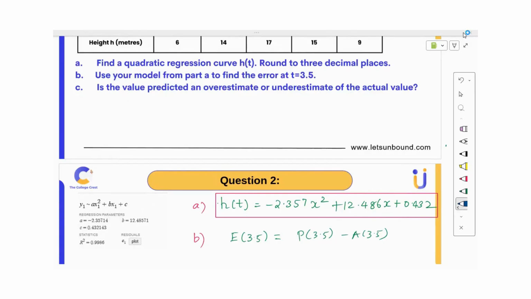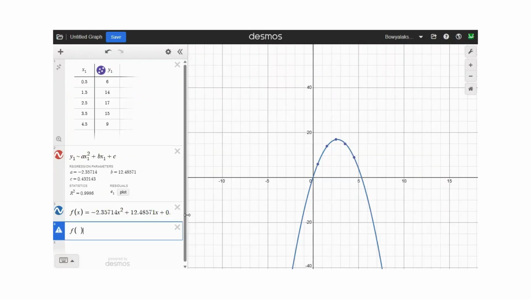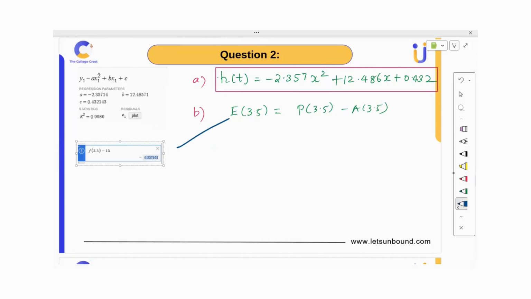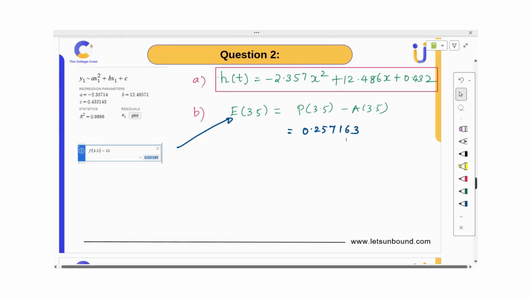Right. So here I'm going to find the error. Error at 3.5 is f of 3.5, that is your predicted value, minus the actual value, which is 50. This is your error, 0.257, something like this. Okay, we are moving to the whiteboard. So for B, this is our answer: 0.257163, something like this. This is the error.